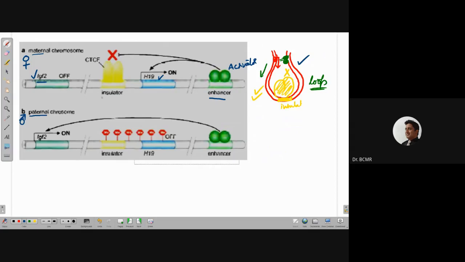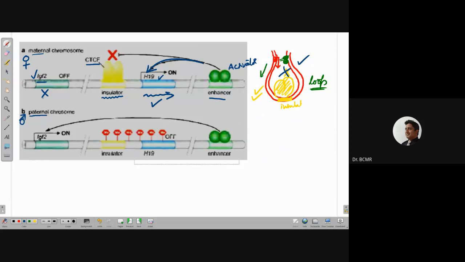But there is one problem, because the insulator is a sequence to which a protein called CTCF is bound. If the CTCF is bound, then looping is disallowed. So the enhancer would rather interact with this promoter and activate transcription of H19. So you'll have H19 transcription on, but IGF2, the activator is not able to reach IGF2. So it would be turned off.